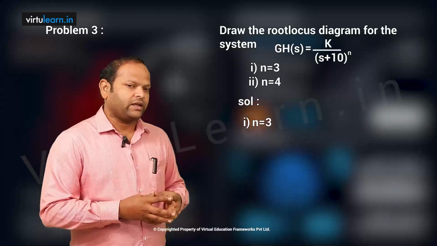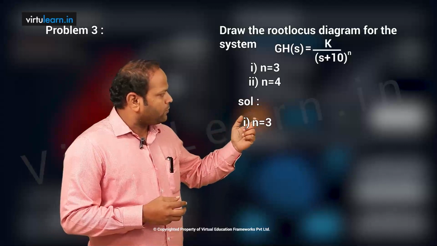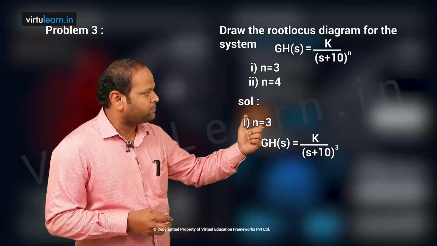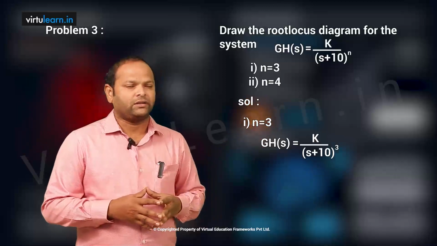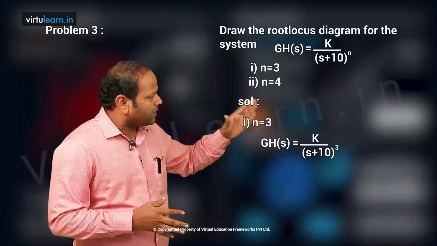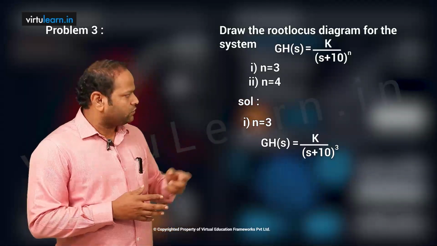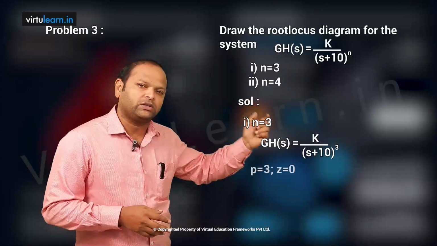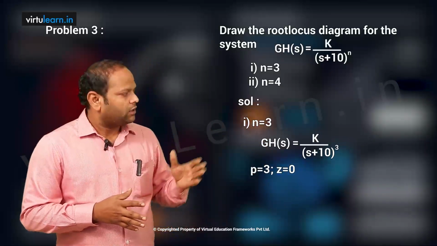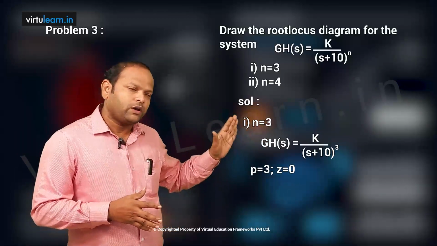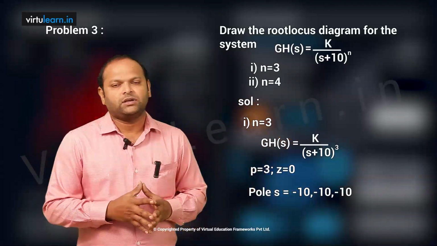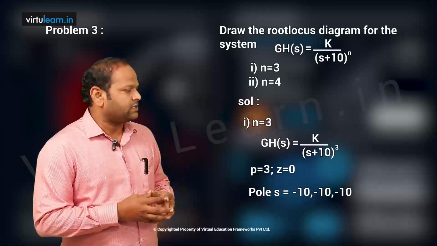When n is equal to 3, the open loop transfer function G(s)H(s) becomes K divided by (s+10)^3. So this is called a triple pole. Now write down the poles and zeros. You know that the number of poles P is equal to 3, and the number of zeros Z is equal to 0 because there are no zeros at all. So we have 3 poles at s is equal to minus 10.